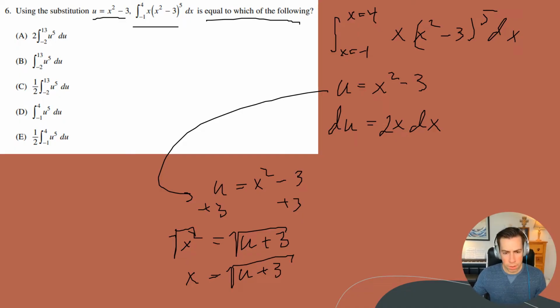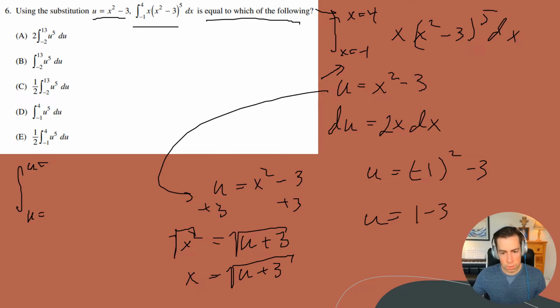All right, so now I want to figure out what my bounds are in terms of u. What is the lower limit in terms of u, and what is the upper limit in terms of u? Whenever I have x equals -1, I'll just plug in -1. So I'll square it, and I'll subtract off 3. So now I'll have 1 minus 3, and then u equals -2. So that's going to be our lower limit, u equals -2.